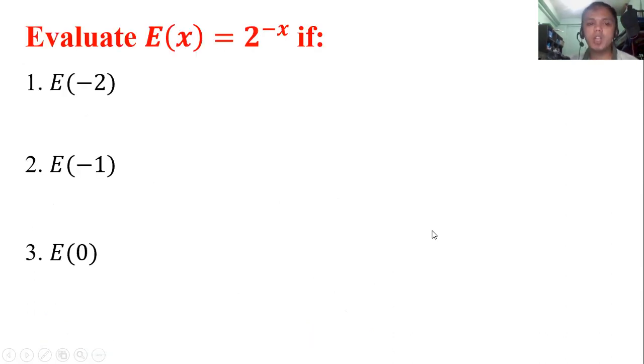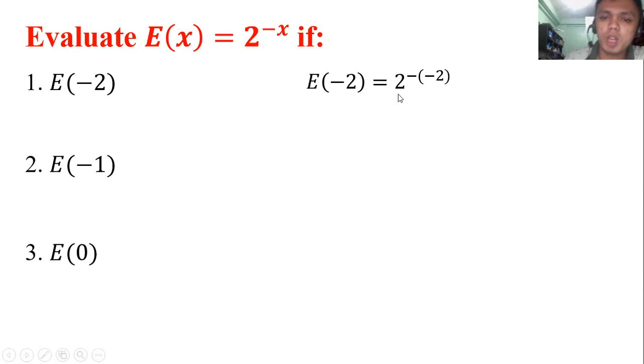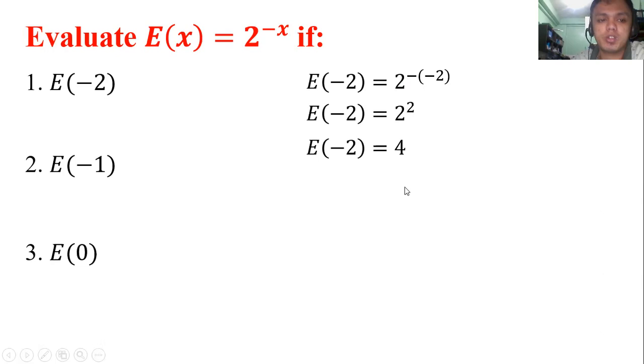Exercise tayo, no? Evaluate e of x equal to 2 raised to negative x if your e is negative 2, negative 1, and 0. So try natin sa number 1. Okay, substitute your x to negative 2. So we have 2 raised to negative times negative 2. Negative times negative 2 is positive, no? Then 2 squared, that would be equal to 4. So 4 ang value niya dito.